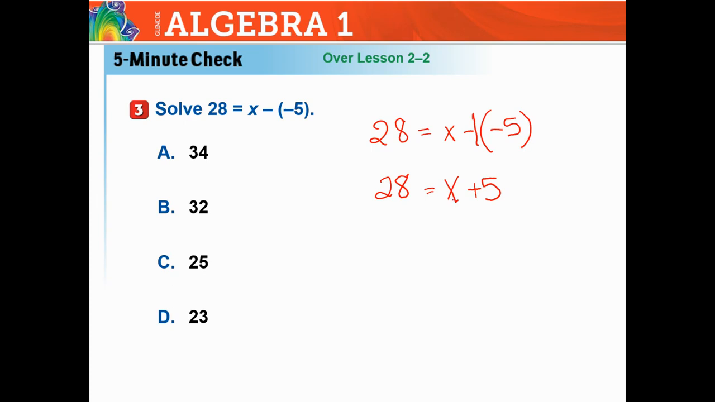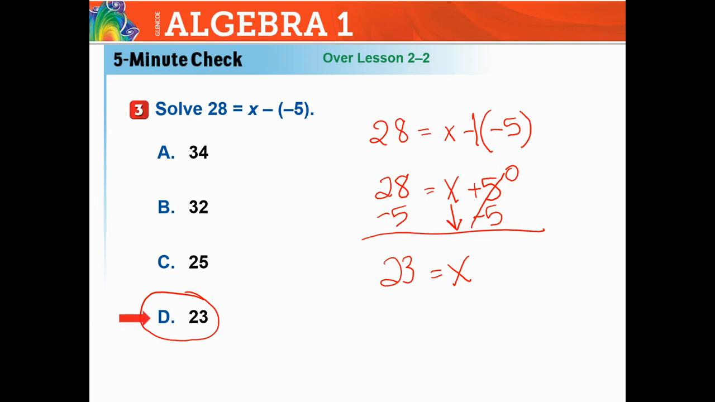And since I need to get x alone, I'm going to subtract 5 from both sides of my equal sign, bring down my x. My 5s cancel out to 0. I get 28 minus 5 to give me 23, so my answer should be D.